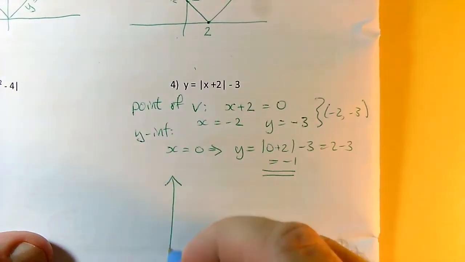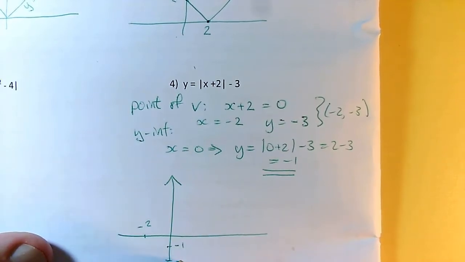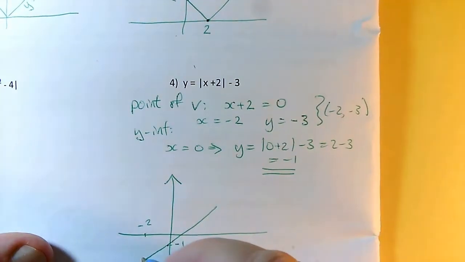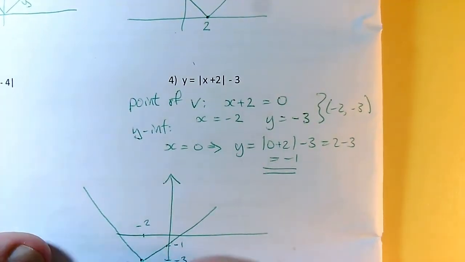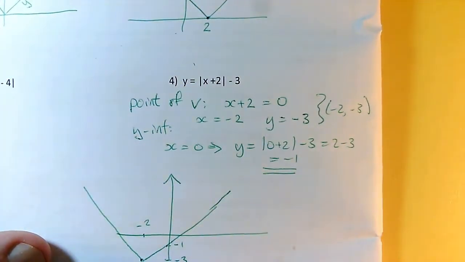So for my sketch graph, I've got a y-intercept at minus 1, and the point of the v is going to be when x is minus 2 and y is minus 3. So minus 1 is here, minus 3 is there. There's the point of the v, and here comes my v like that. Ideally I'd make it look a bit more symmetrical, but that will just about do as my sketch.